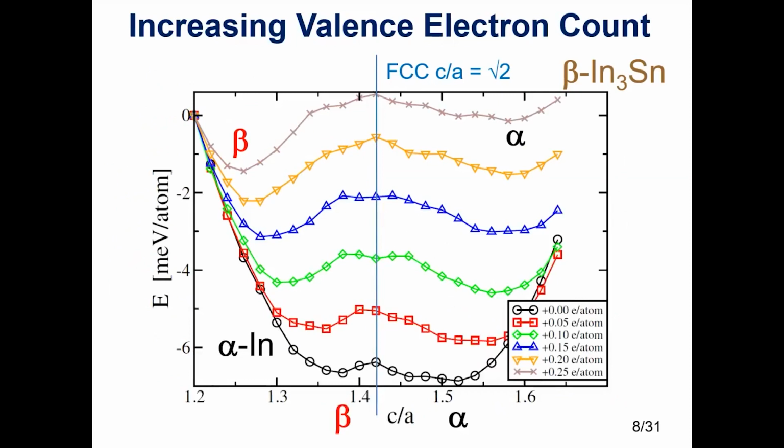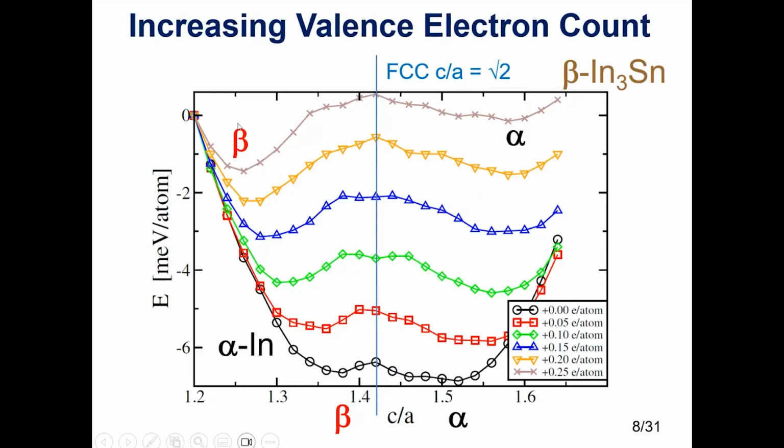Now remember that beta was the state of indium-3 tin, whereas alpha was the state of indium with up to, say, 10 or 12% tin. And you remember also that tin is one step to the right in the periodic table relative to indium. So when you substitute tin for indium, you are increasing the valence electron count.